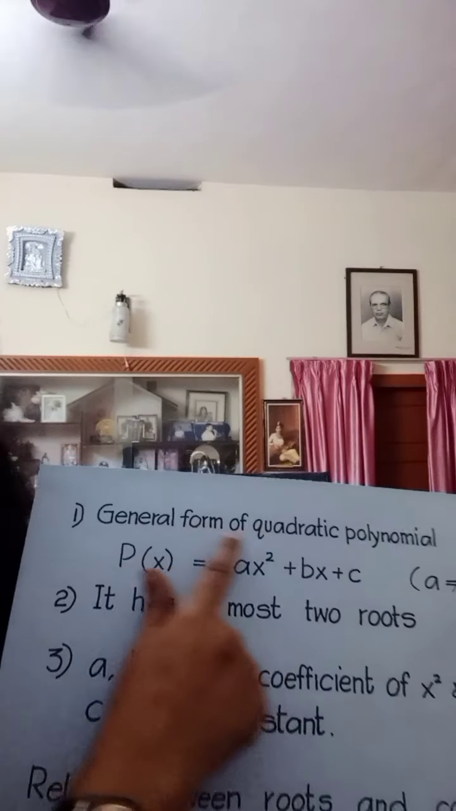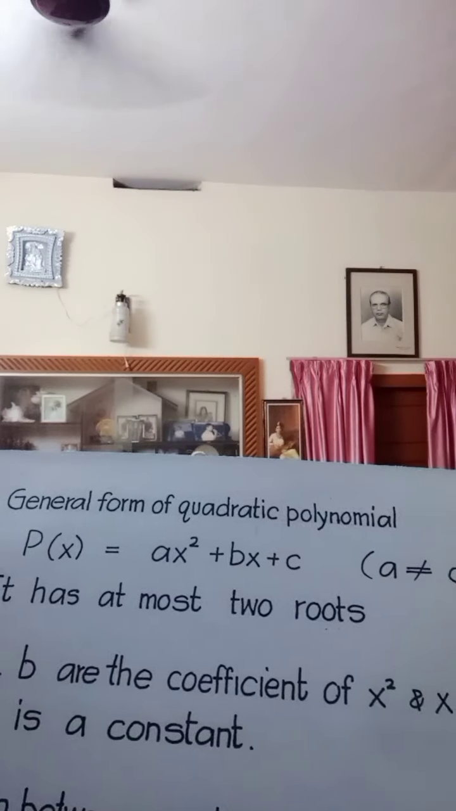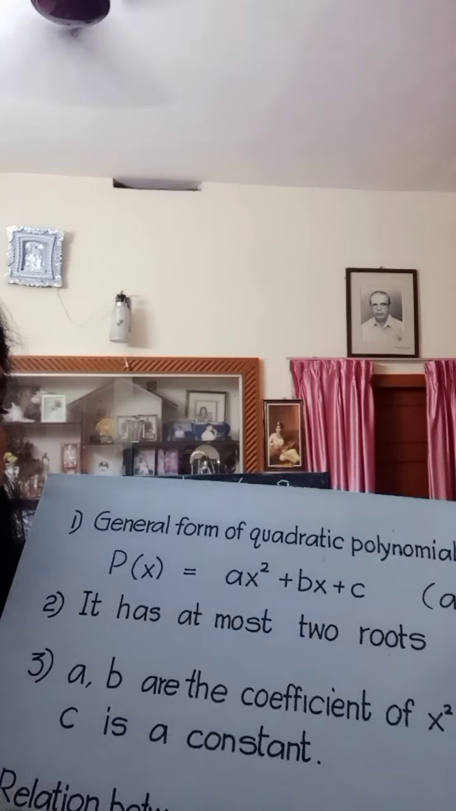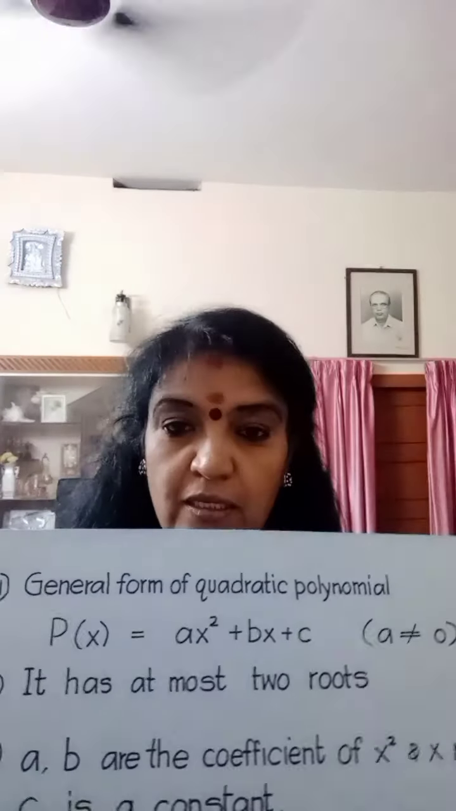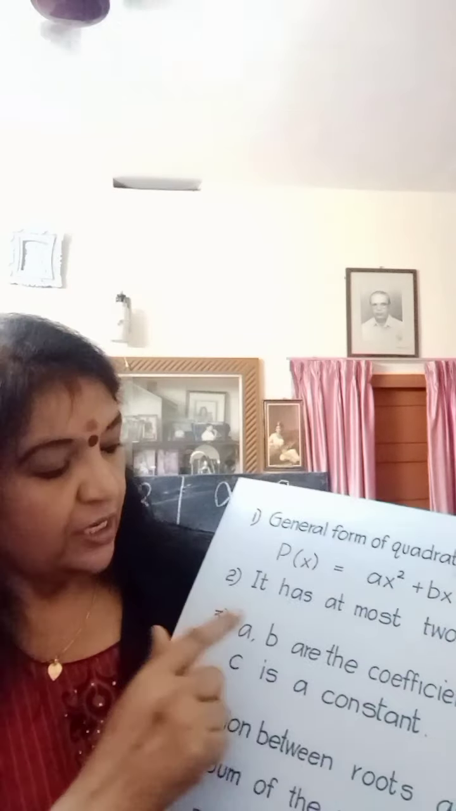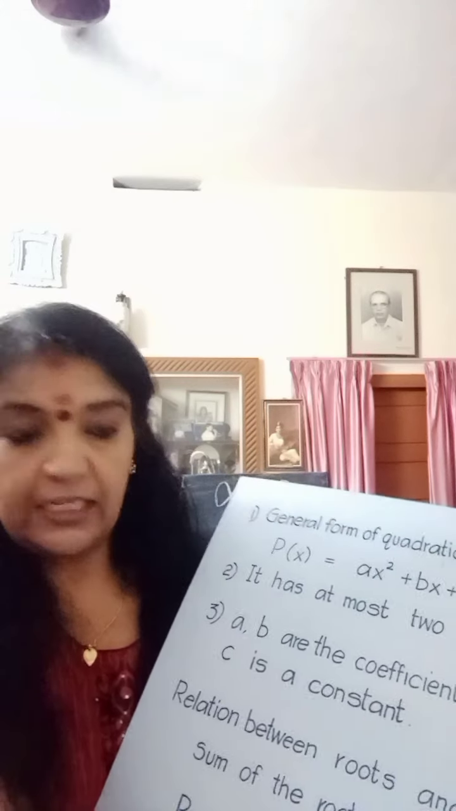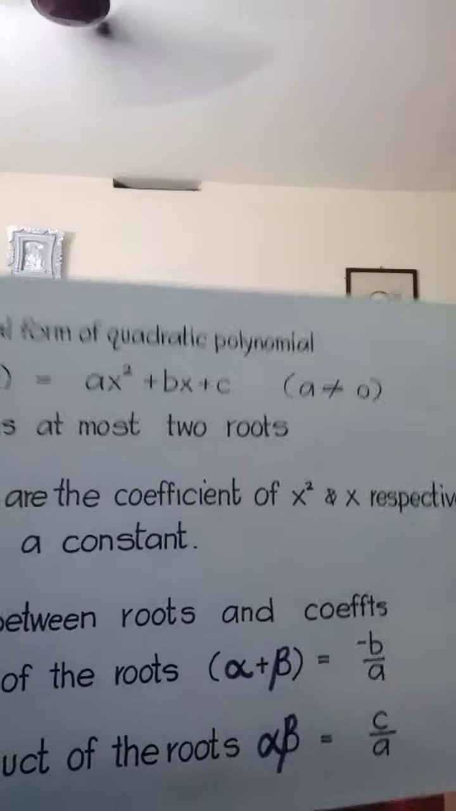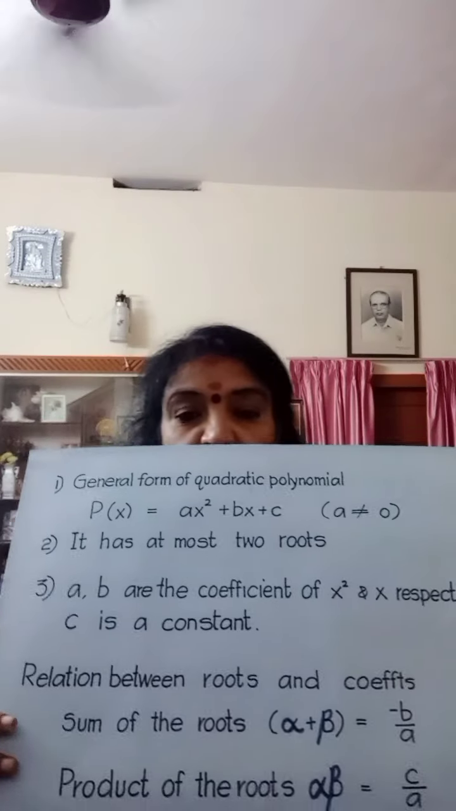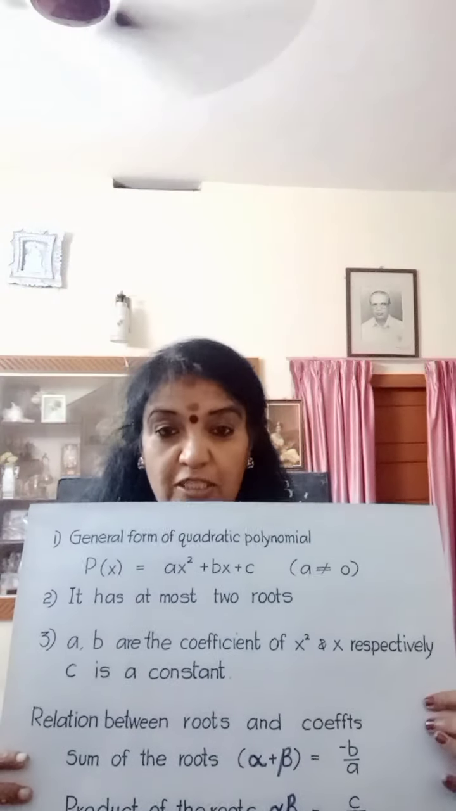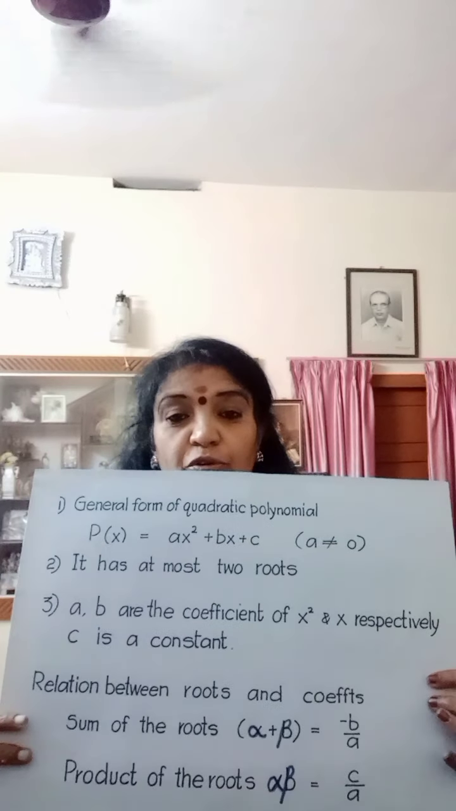Now look, I will post all this, but once again I am telling all the important points. The general form of a quadratic polynomial, p of x equal to ax square plus bx plus c, a not equal to 0. It has at most two roots. a and b are the coefficients of x square and x respectively, and c is a constant. And the last is the relation between the roots and the coefficients. See the formula, alpha plus beta is equal to negative b by a. Alpha beta equal to c by a.